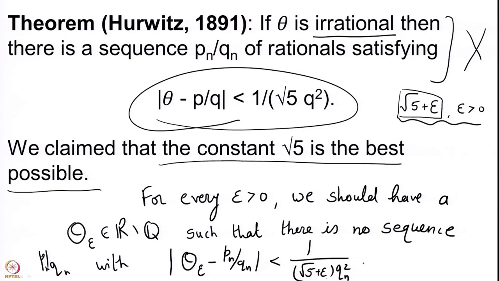Let us again understand what we need to prove. We claim that root 5 is the best possible constant. So, if we increase root 5 slightly by this epsilon, which is any positive number, you fix this positive number now, epsilon, that is fixed. So, we are looking at the constant to be root 5 plus epsilon. This is our new constant. Then we claim that the theorem of Hurwitz does not hold for root 5 plus epsilon.